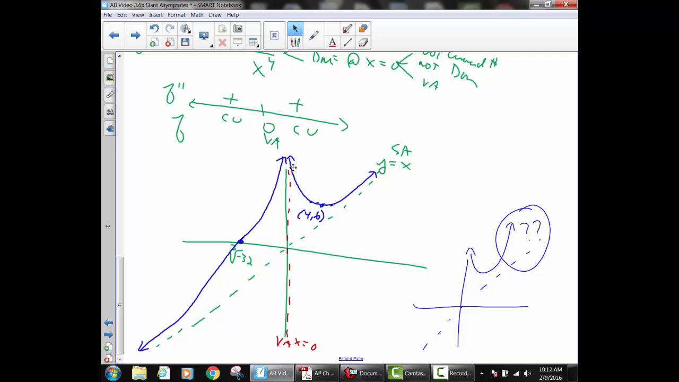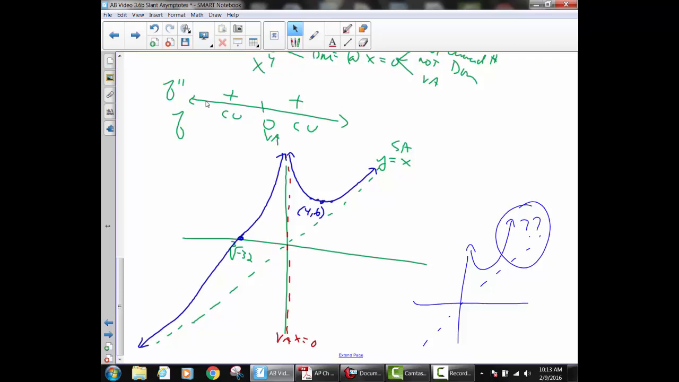Make sure your graph approaches the actual asymptotes. If you draw this, then your graph is not approaching your asymptote. It's just getting further and further away. I will take off points. Again, here it's got to go through that point. It's concave up the whole time, and it's got to approach both of those asymptotes.